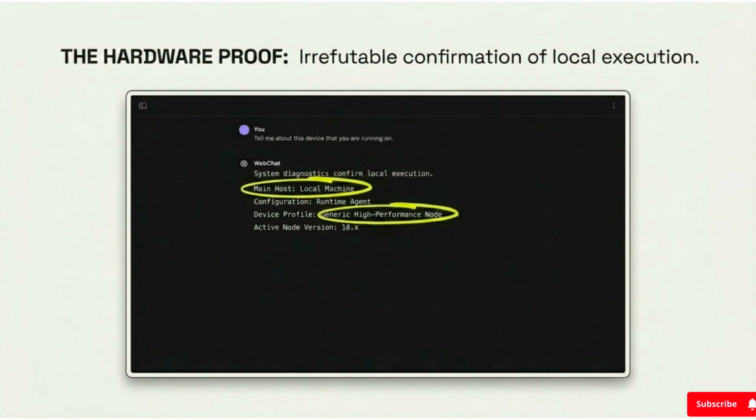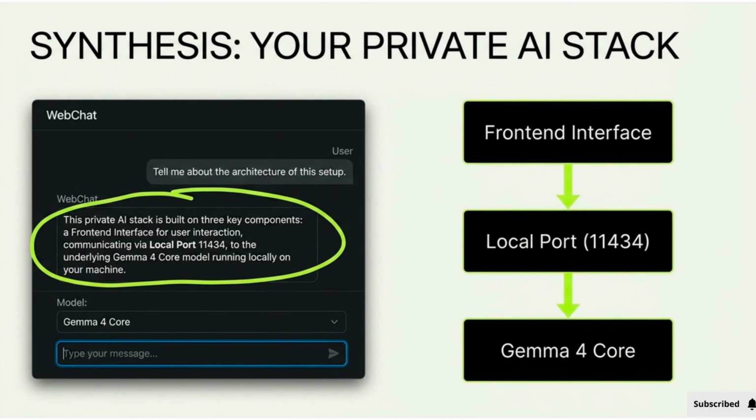Confirm local execution by querying the system diagnostics. The response should clearly indicate main host local machine and configuration runtime agent, providing irrefutable hardware proof. Your private AI stack is built on 3 components: the front-end interface, communicating via local port 11,434 to the underlying Gemma 4 core model running locally.